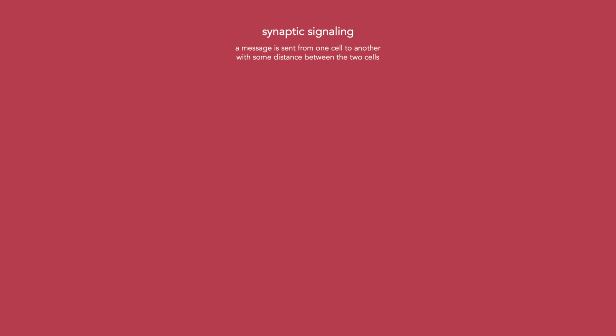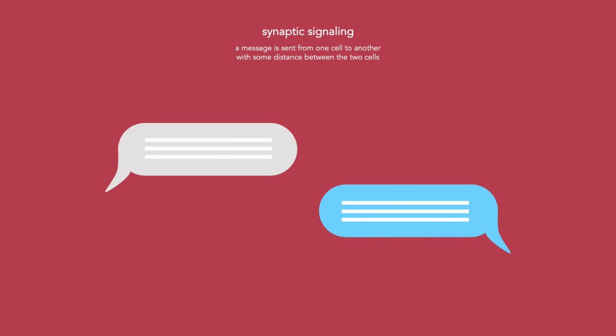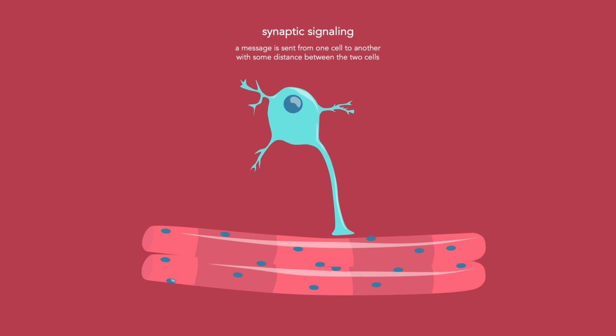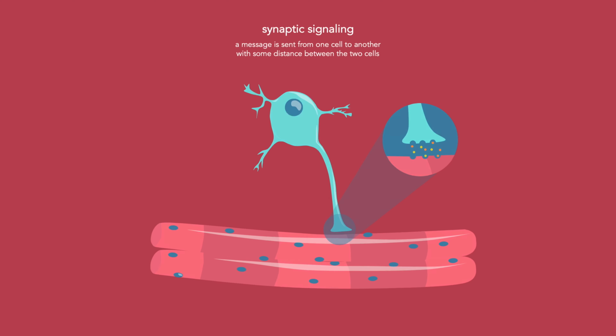Synaptic signaling is like sending a text message to a friend. It goes from one cell to another, but there is some distance. This is seen in the interaction between neurons, which aren't directly touching. A presynaptic neuron releases chemical signals called neurotransmitters to a postsynaptic neuron, which passes the message to another neuron, to the brain, or to a muscle to contract.